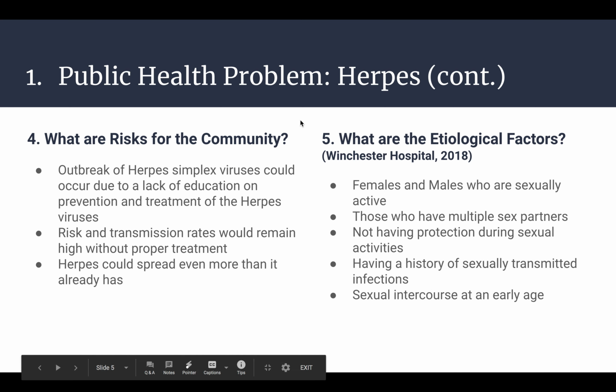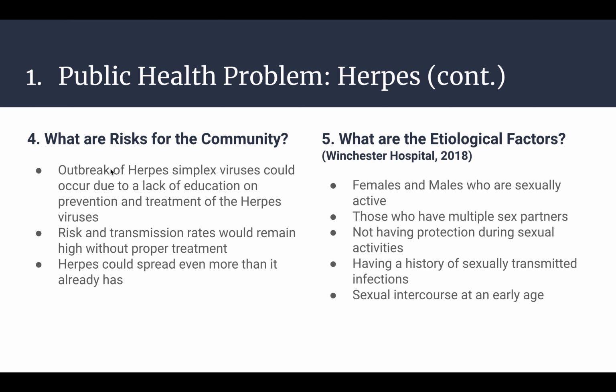So, public health problem continued. The risks for the community. Obviously, an outbreak of herpes simplex viruses could occur due to the lack of education on prevention and treatment of the herpes viruses. Risk and transmission rates would remain high without proper treatment. And herpes could spread even more than it already has, which again is already 67% of the US population under 50. So, some etiological factors, and this is from Winchester Hospital.